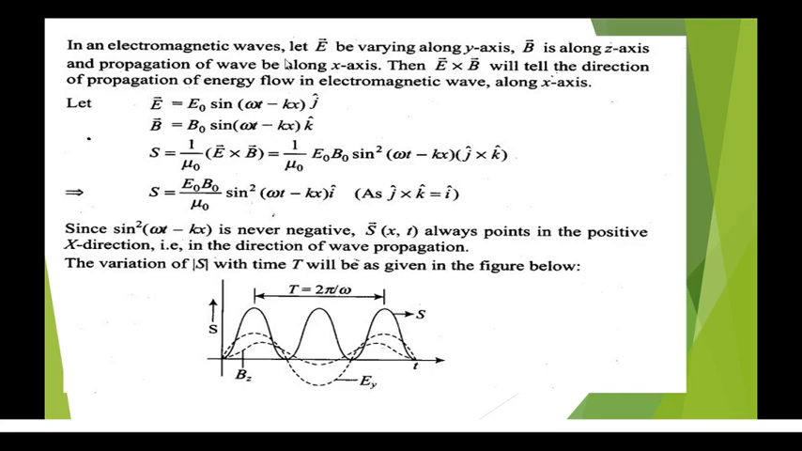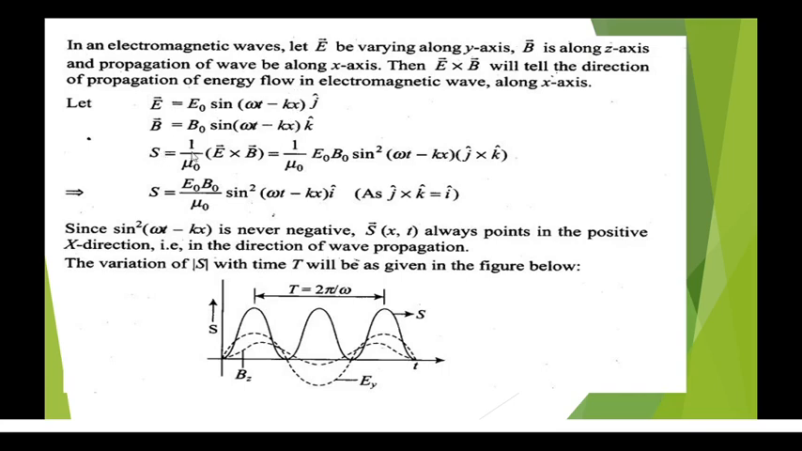In an electromagnetic wave, let E be varying along the y-axis and B along the z-axis, so that the wave is propagating along the x-axis. So you can write E as E0 sin(kx minus omega t) or sin(omega t minus kx), and B as B0 sin(omega t minus kx) or sin(kx minus omega t) into k cap, showing that the electric field is along the y direction, the magnetic field along the z direction, and the wave is propagating along the x direction.